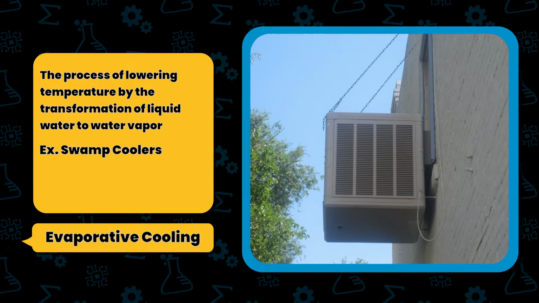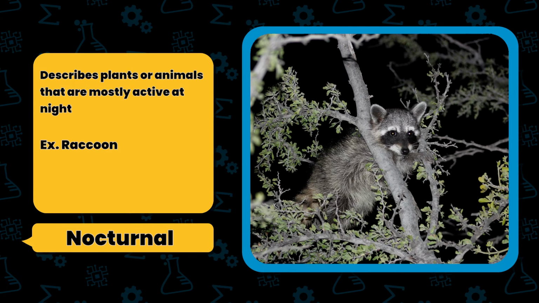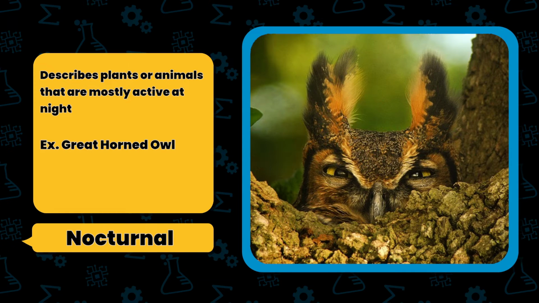The final concept you should be familiar with before facilitating Adaptation, A Way of Life is the concept of being nocturnal. Nocturnal describes plants or animals that are mostly active at night. Examples include the raccoon and the great horned owl.